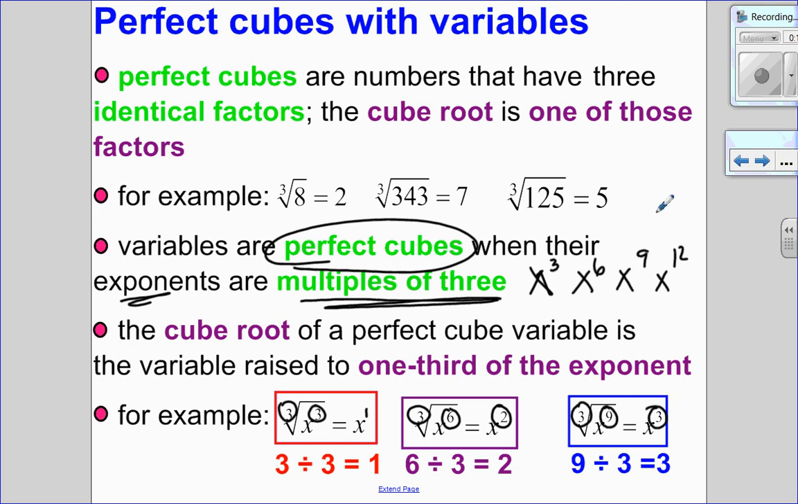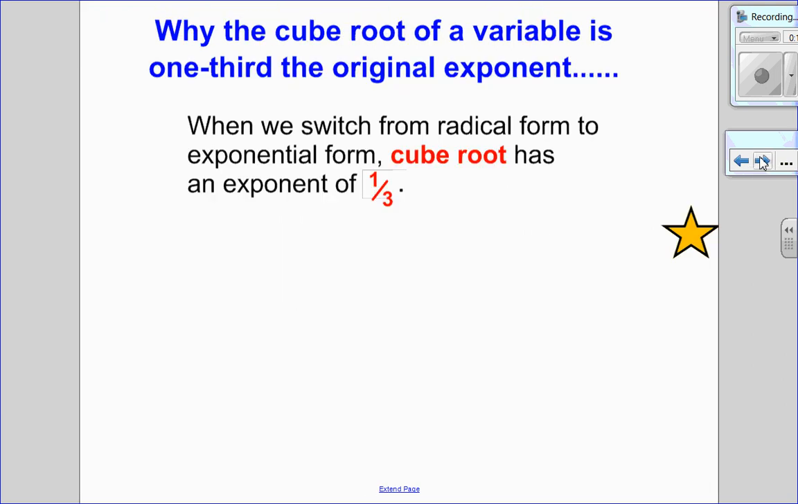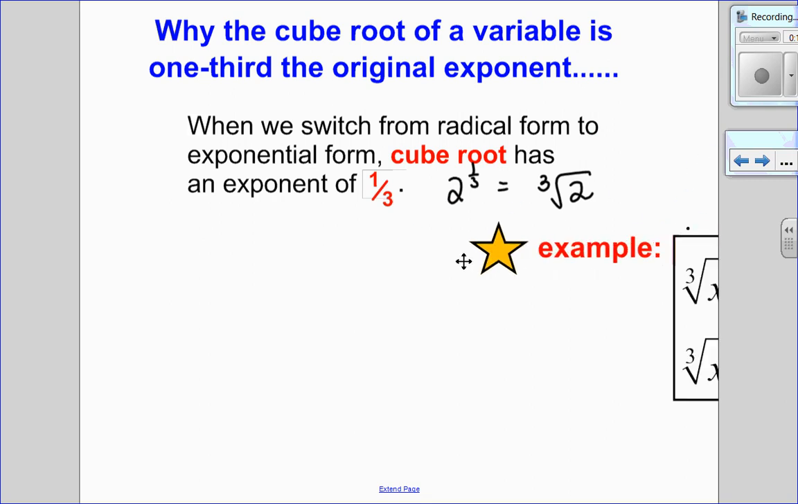So why am I taking 1/3 of the exponent when I'm doing the root? Why am I dividing by 3? Again, it comes back to switching between radical form and exponential form. If I have, for example, 2 to the 1/3, that's the same as the cube root of 2. So we know from switching radical form to exponential form and vice versa, that's how I evaluate it.